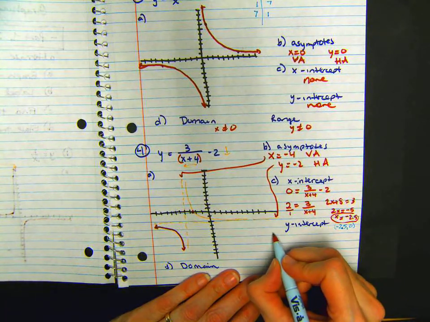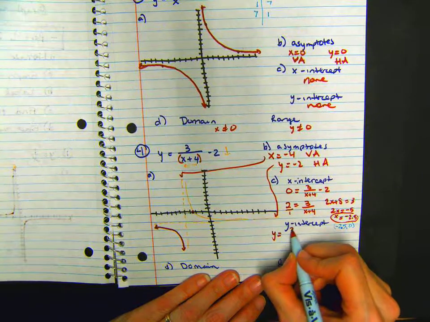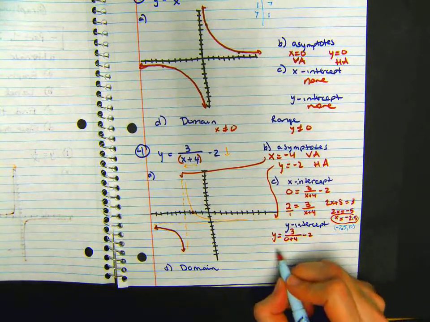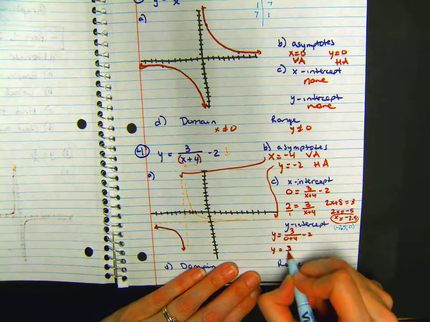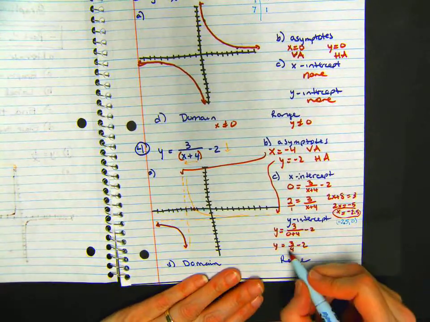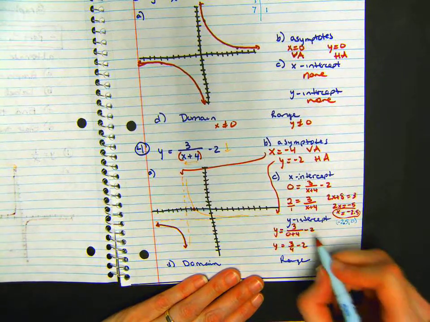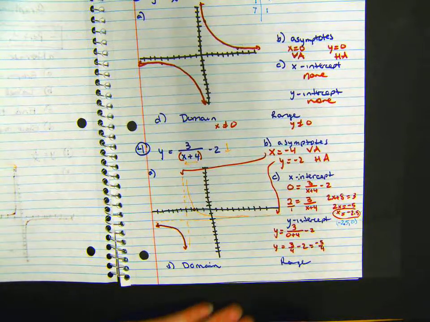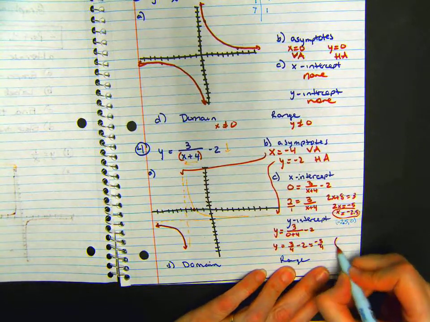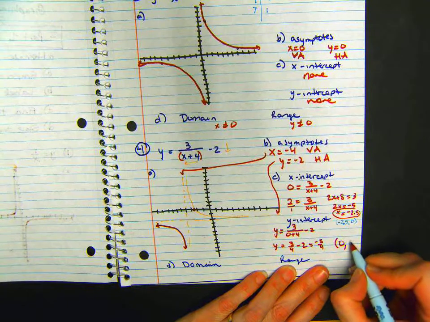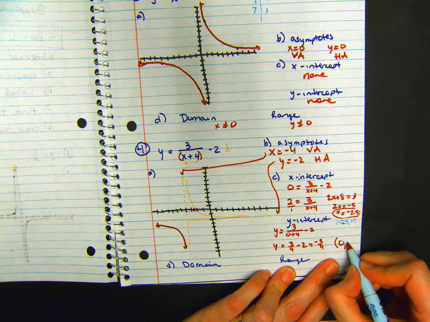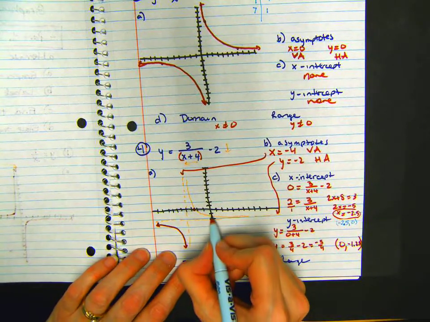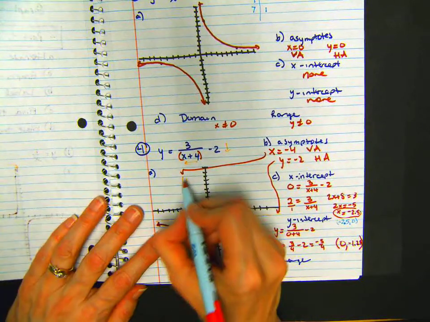For the y-intercept, we're going to plug in 0 for x. So I'll have 3 over 0 + 4, minus 2. And that means it'll be y = 3/4 minus 2. So 3/4 minus 8/4 is -5/4, or -1 1/4. And that would make the point, let's see, we plugged in 0 for x, and so I'd have (0, -5/4), or (0, -1.25). And that's pretty close to where I guessed on that one as well. So I did all right.